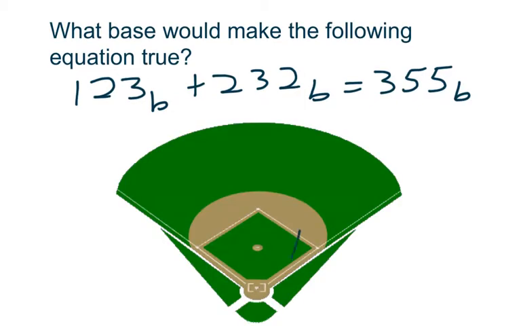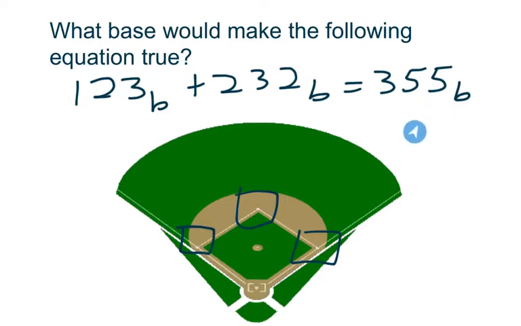Is it first base? What's the highest digit we could use for first base? 0. Is it second base? Well, the highest digit we could use is 1. For third base, the highest digit we could use is 2. And we have numbers greater than 2. We have a 3. We have a 5.